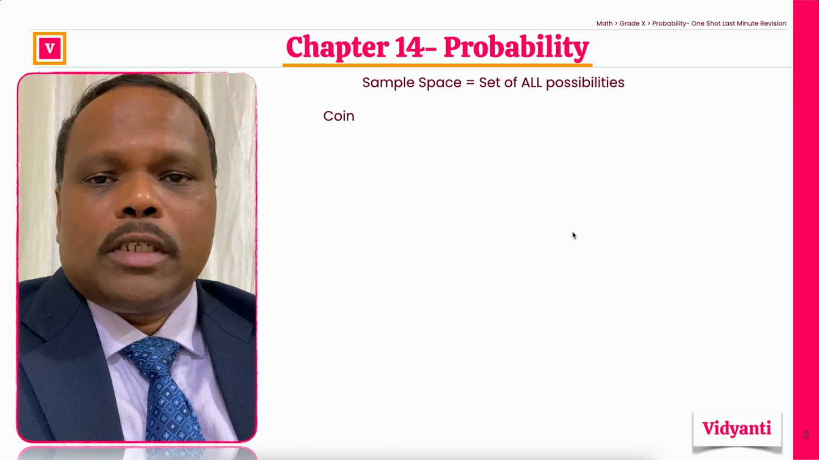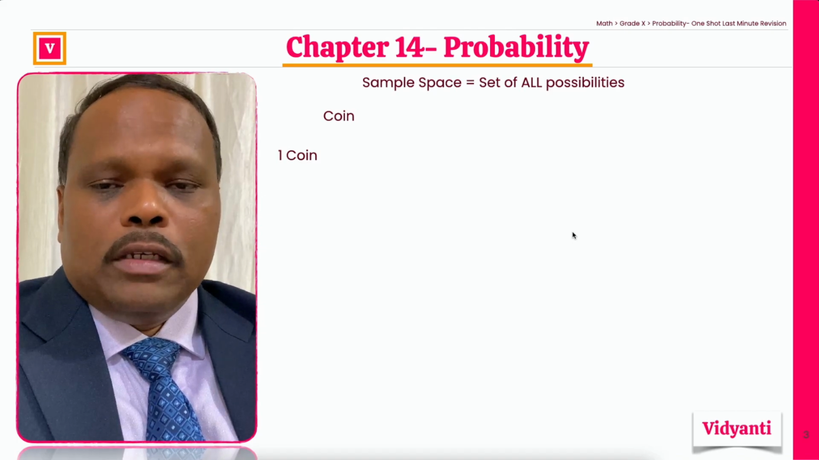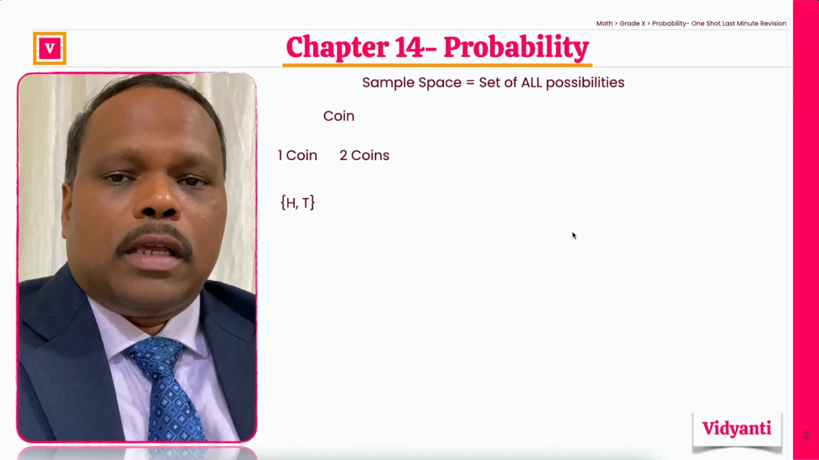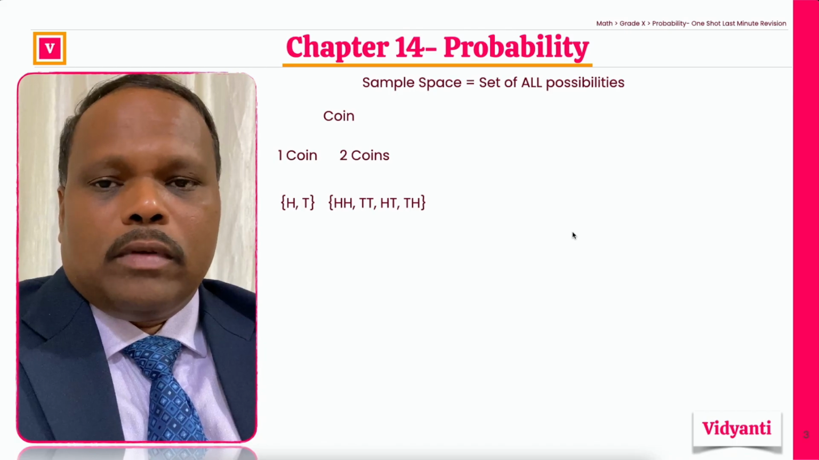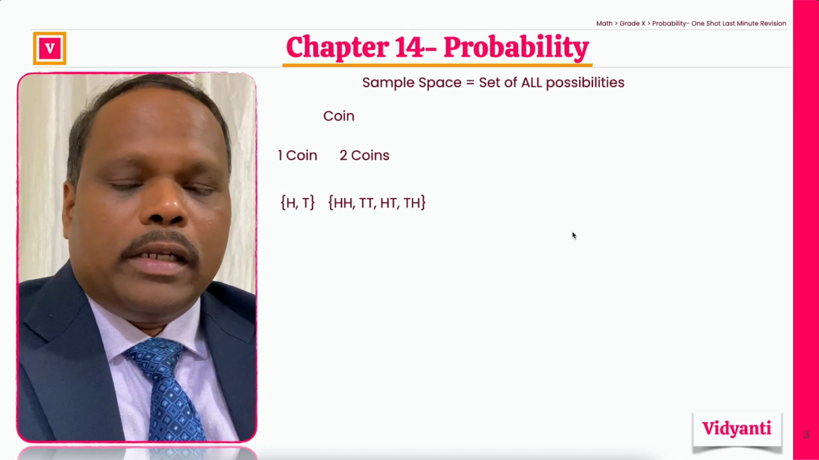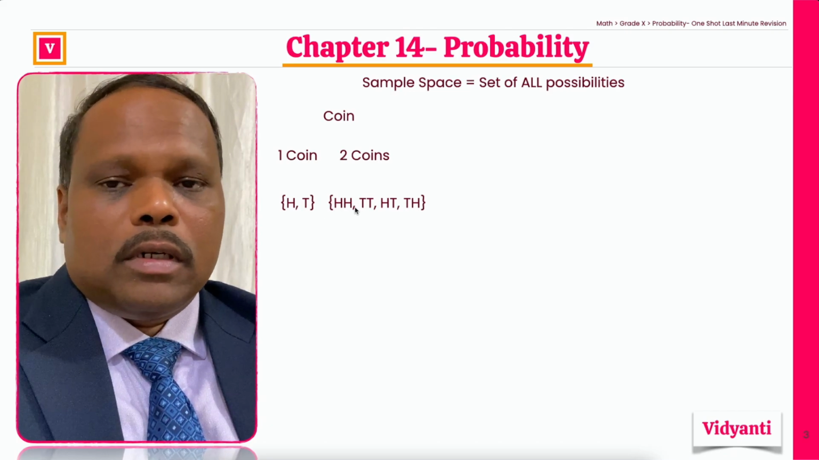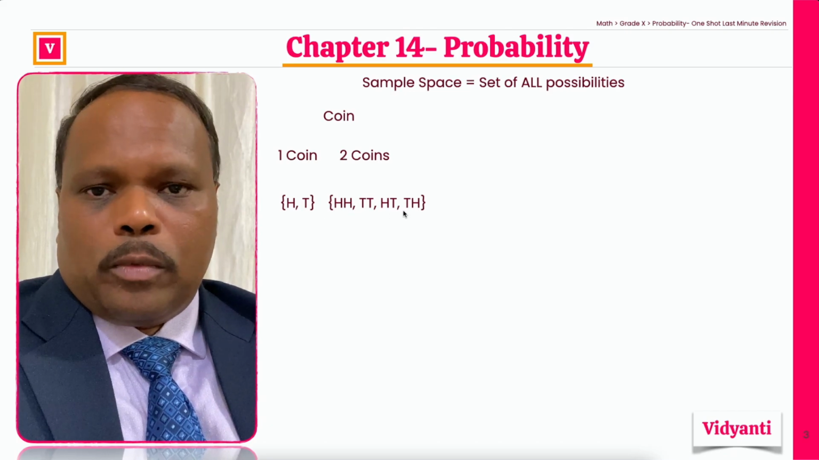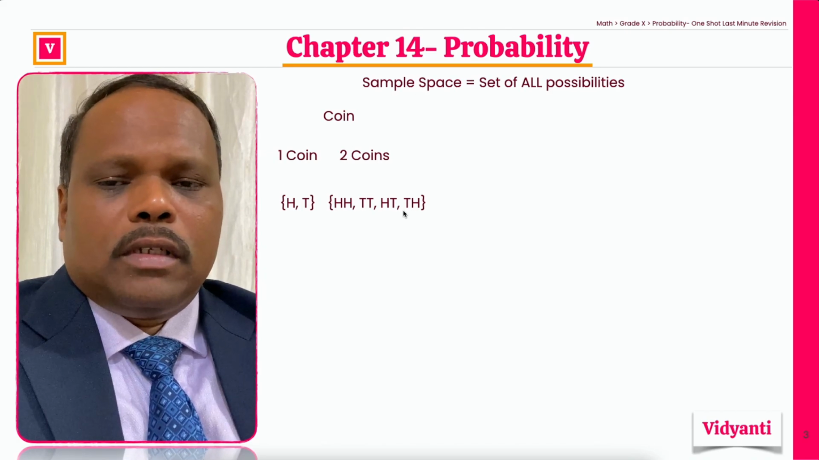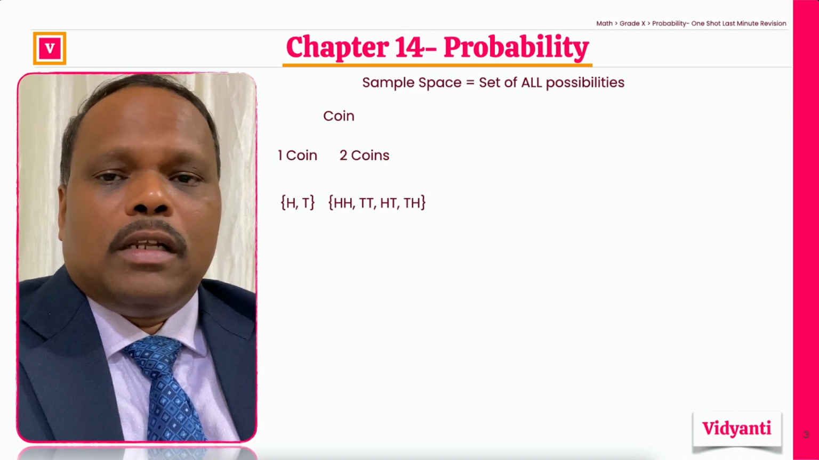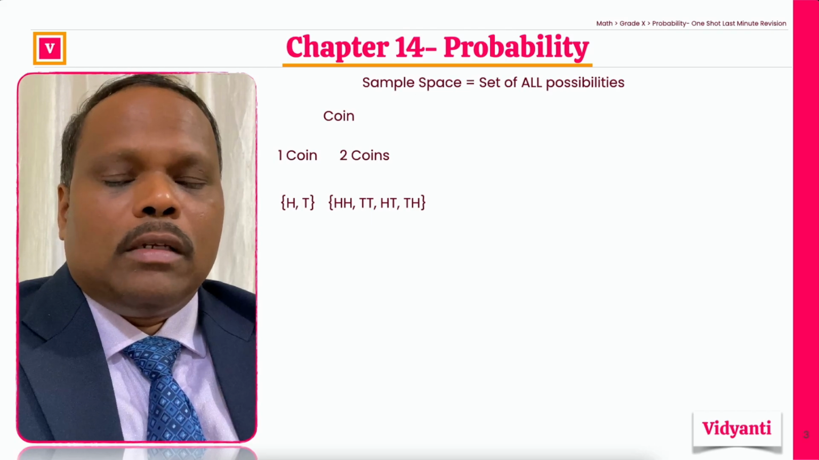We are going to see the sample space for three things. One is coin, and we can have one coin or two coins. If there is one coin, then there are only two possibilities, heads or tails. If there are two coins, there will be four possibilities: head head, tail tail, head tail or tail head. H stands for head and T stands for tail, and you can have all four possibilities. If there are three coins, or the same coin tossed three times, then there will be 8 possibilities, and we can write down these possibilities. In general, n coins will give 2 raised to n possibilities.